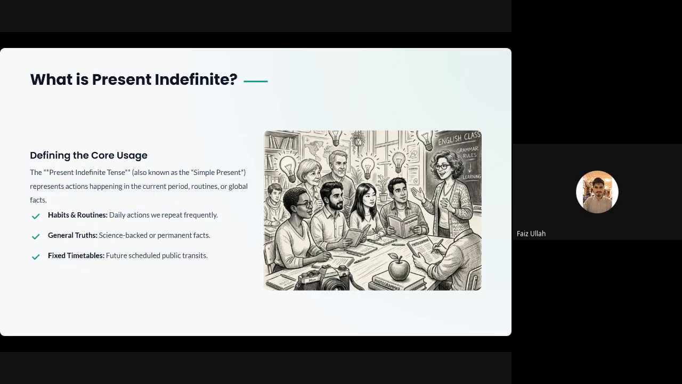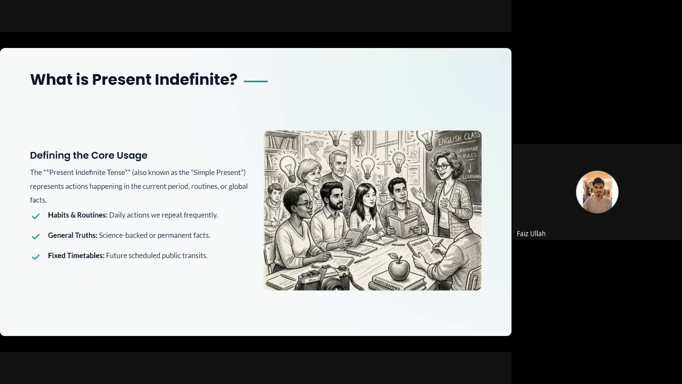Like normally you go to school, or you go to university, or you go to college. Normally you take your breakfast. Normally you take your lunch. Normally you use a cell phone. So present indefinite tense is used to talk about the activity that you normally do, I mean your routine, or your habits, or for example some facts, some flexible timetables. Present indefinite tense is used for these activities, guys.